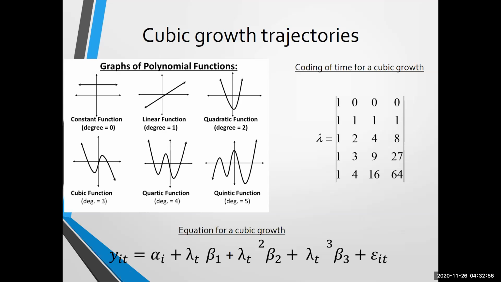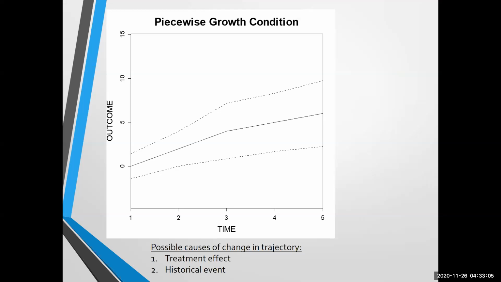Now you can have more complicated shapes than this, but these are rarely used. So another variation is the piecewise growth model. The piecewise growth model is when you have a linear growth that changes trajectory. So here you have one slope until time 3, and then a different slope after time 3.